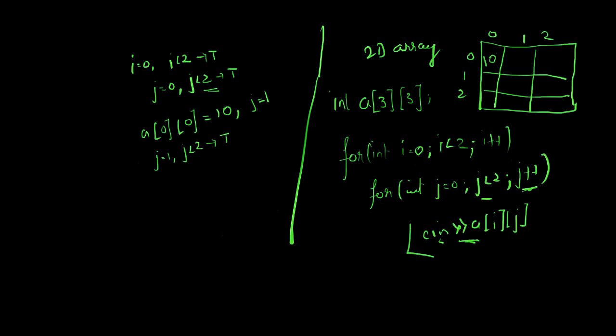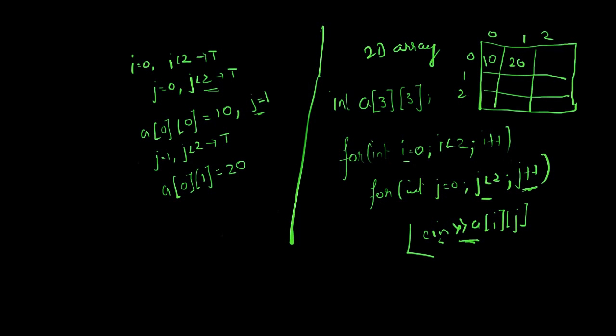a of i j. So now the value of j has been changed, but i remains the same. The value of i remains the same, but the j has been changed because of this update expression. The j value has turned to 1. So in the position of j, I give 1. So suppose if I give the value 20, the value 20 gets inside this element, because this is the position of 0, 1. So 0 represents the row and 1 represents the column.